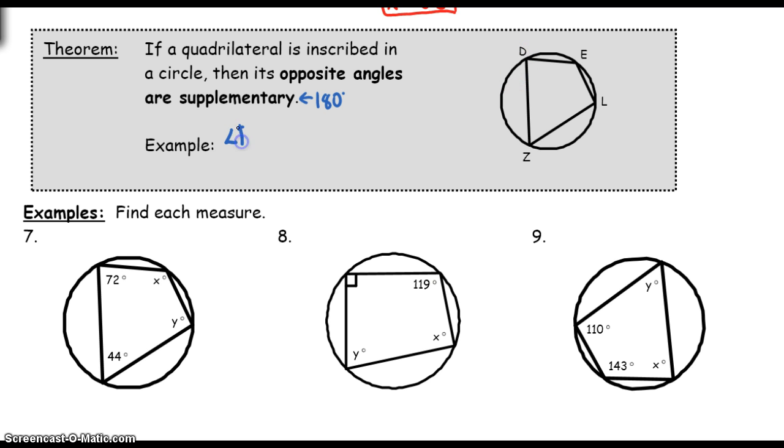Angle D. What angle is opposite from D? Now you're running away from D to the other side. Don't go this way. This is not opposite from D. This is right next to it. And E is right next to D. So if you run away from D, your opposite angle here is L. So angle D plus angle L are supplementary, which is 180. What about angle Z? What's opposite from angle Z? Go straight across, and you get angle E. Okay, so opposite angles are supplementary when we have a quadrilateral, a 4-sided shape, inscribed, that means inside, a circle.